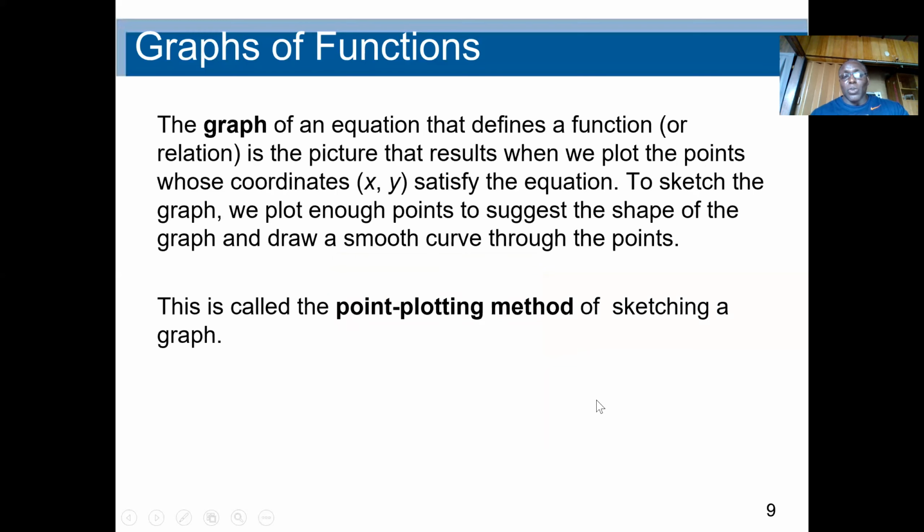So a graph of an equation normally defines a function or a relation, and the graph is a picture that results when we plot the points whose coordinates, x and y values, satisfy the equation. So to sketch a graph, we can plot enough points so that the shape of the graph is clear, and draw a smooth curve through the points.